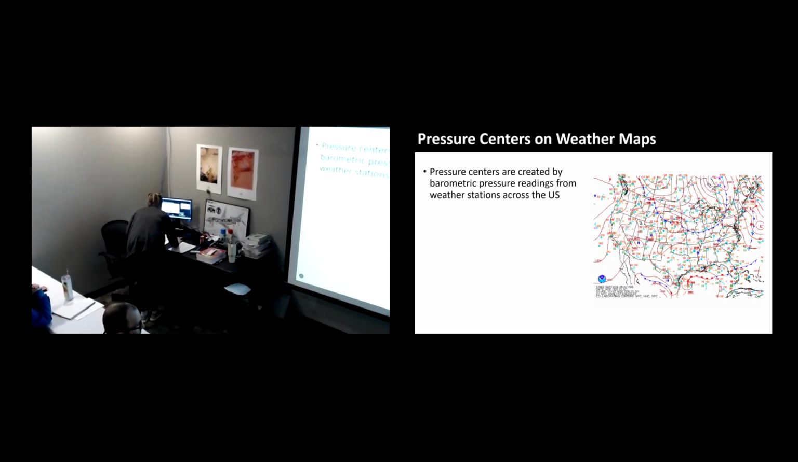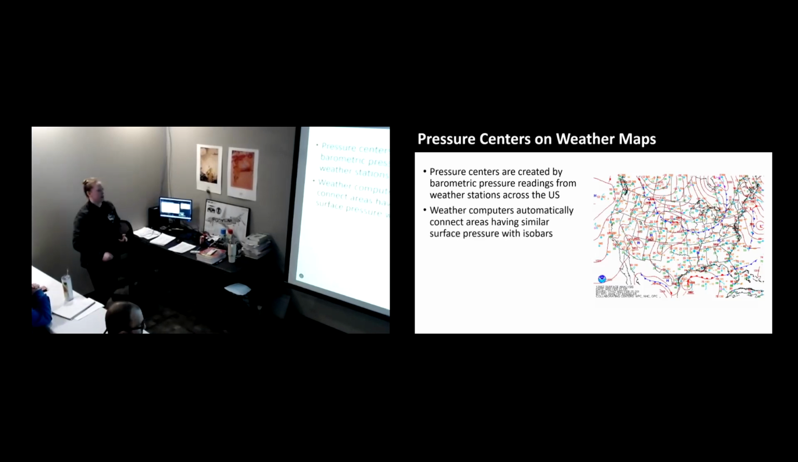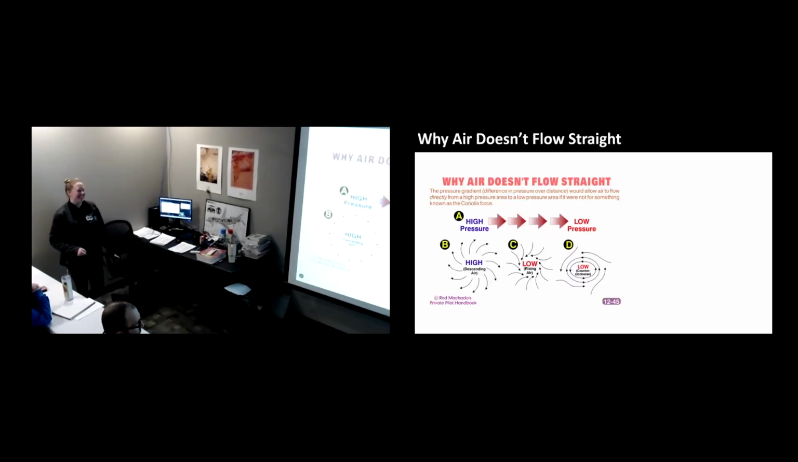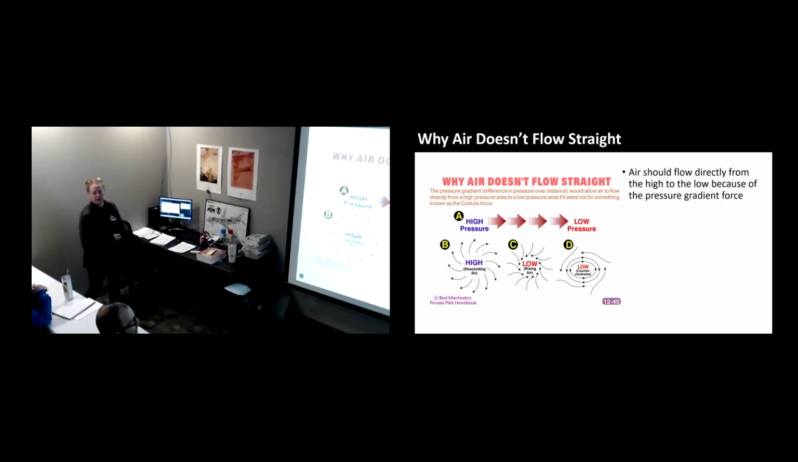Don't worry, we're almost a fifth of the way done. Here's just another picture of what this stuff looks like. Air doesn't flow straight, it always has a curve.